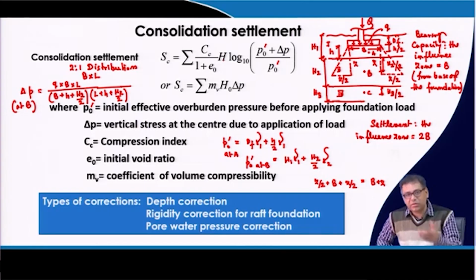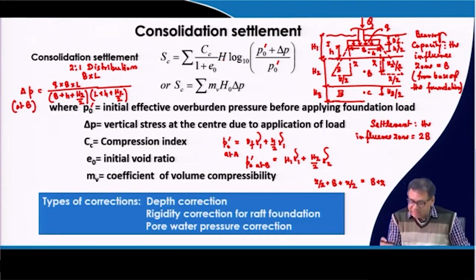Which one you will use depends on the availability of your design properties or design parameters. If you have the CC and E0, then it is better to use the first one. If you have MB, then you can go for the second one. That means you have to calculate the settlement for each layer, then to get the total consolidation settlement, you have to add them. That is why it is a summation. So, first you calculate the settlement contribution for each layer, and then we will add them and get the settlement contribution for all the layers, that will be the total consolidation settlement.